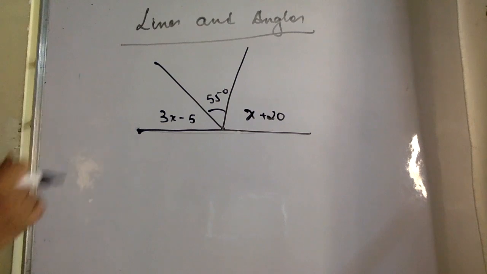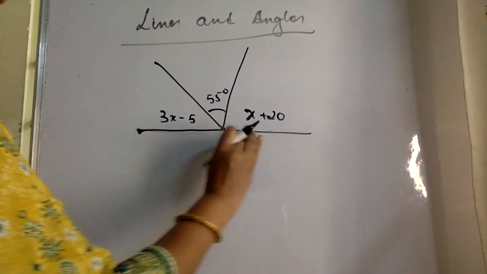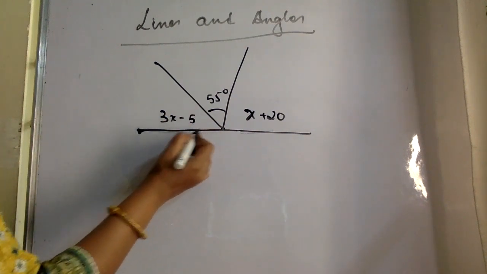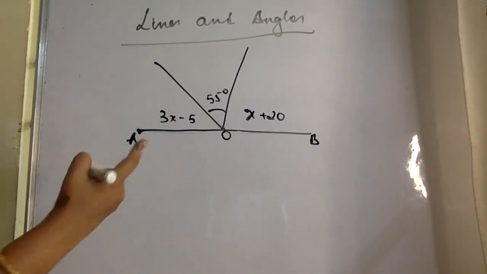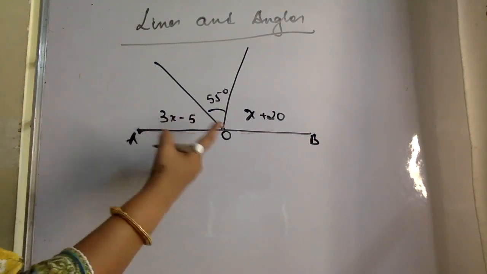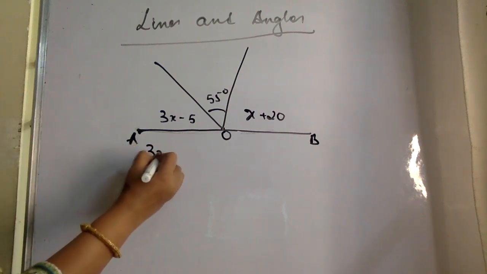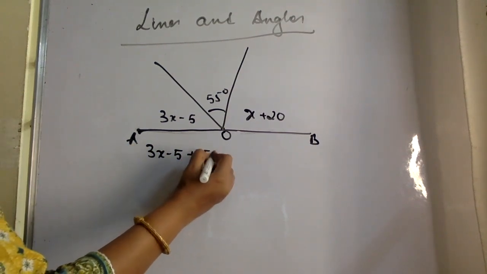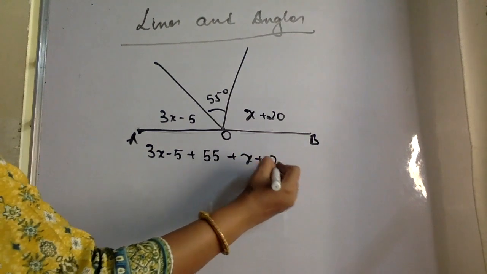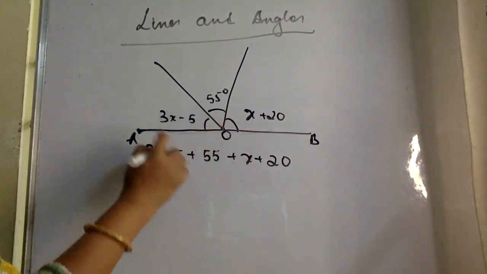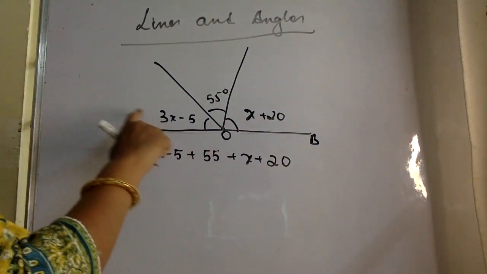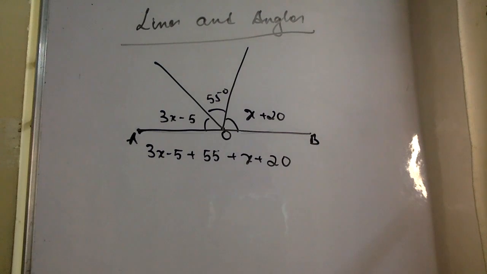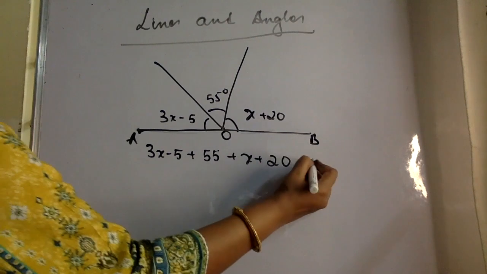So this is our next question. We have to find the value of x. Now clearly the question has told us that A or B is a straight line. So if they have told that AB is a straight line, then 3x minus 5 plus 55 plus x plus 20, I am adding up all the angles here, and any number of angles on a straight line will always make 180 degrees.